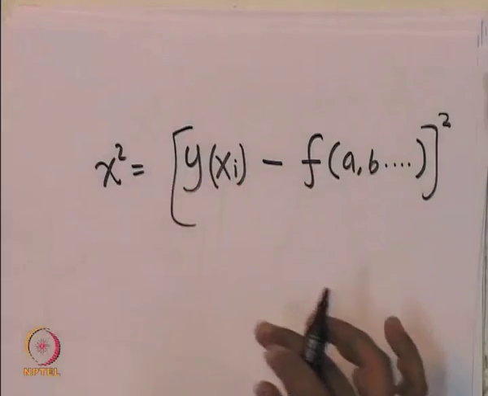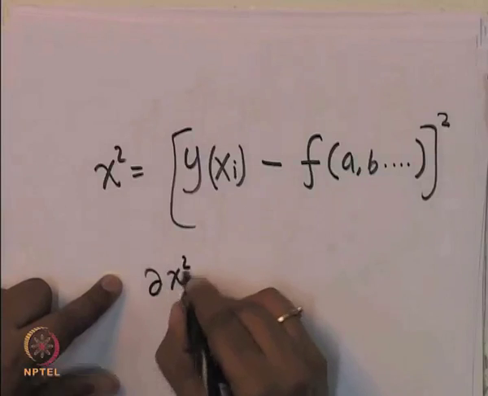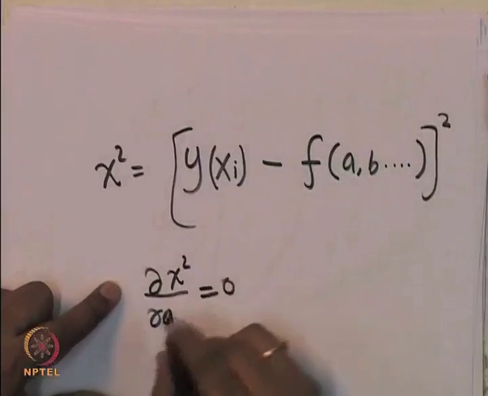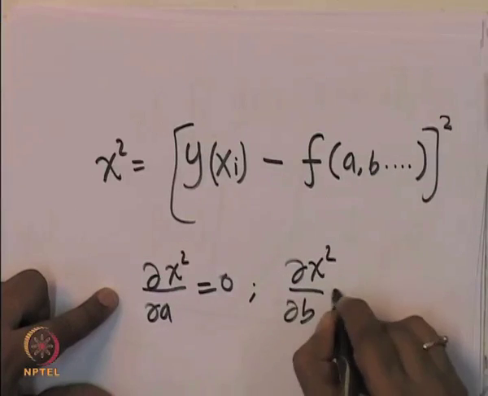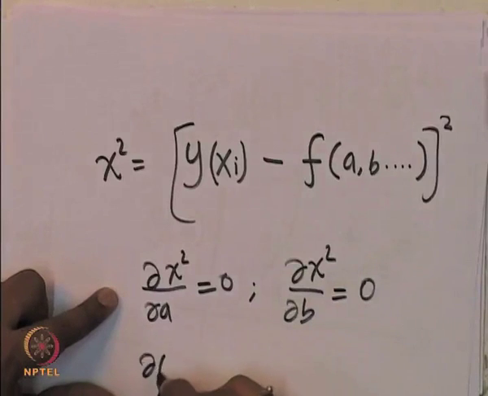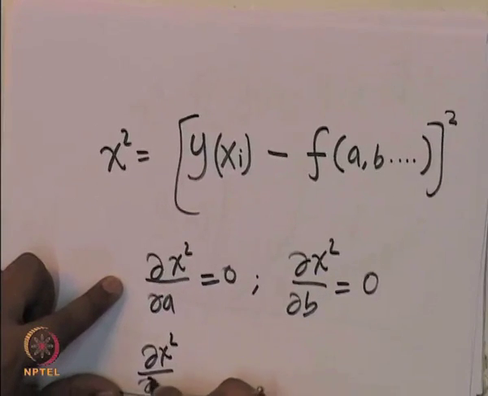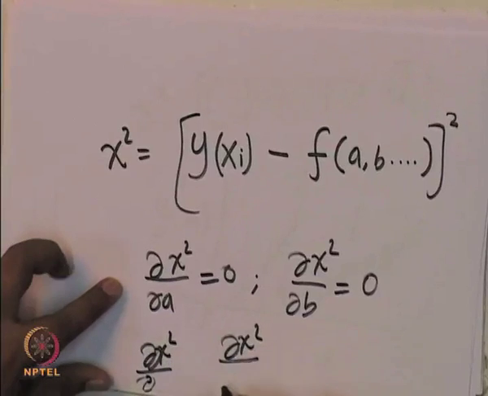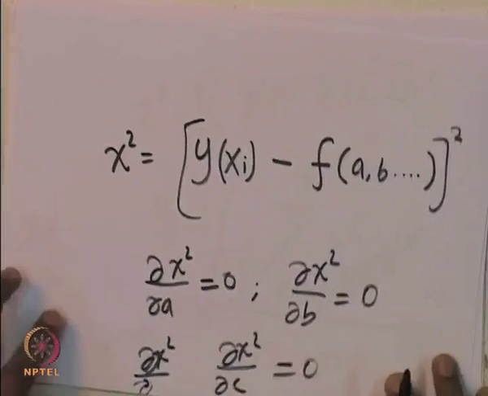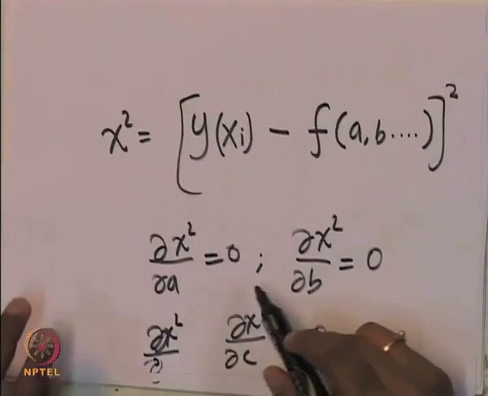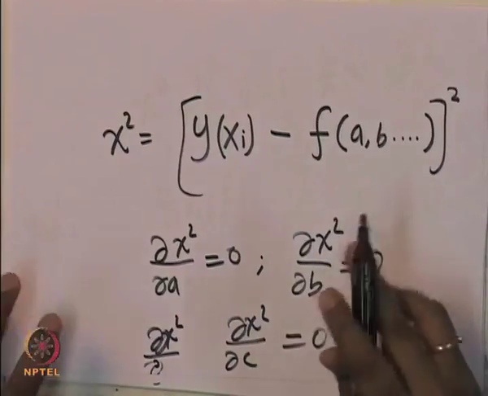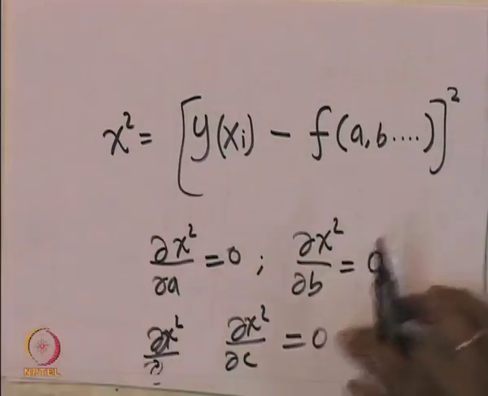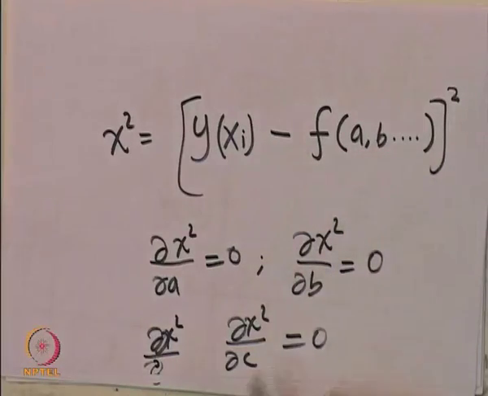this function is called chi-square, and you minimize this chi-square with respect to a and equate to 0, you can minimize with respect to b and equate to 0. If there is a c, you can minimize with respect to c and equate to 0. However many parameters you have, a, b, c, like k 0, k d and all that, you differentiate with that equal to 0, you get that many equations, you can solve these equations and get the corresponding a and b for which this will be minimum. So, this is the idea.